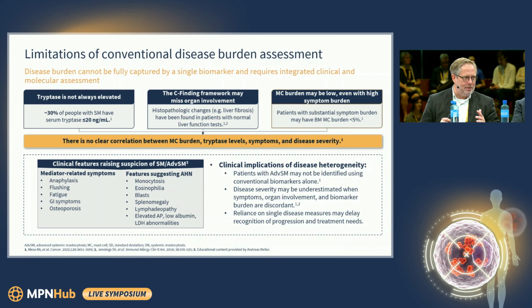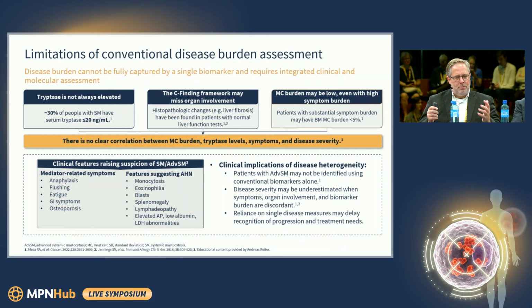Advanced systemic mastocytosis is a stem cell disease. This is a hematologic neoplasm. And many patients with advanced systemic mastocytosis have no flush, no anaphylaxis, and no osteoporosis because, in fact, they have osteosclerosis. So advanced systemic mastocytosis is, in fact, a hematologic stem cell neoplasm.